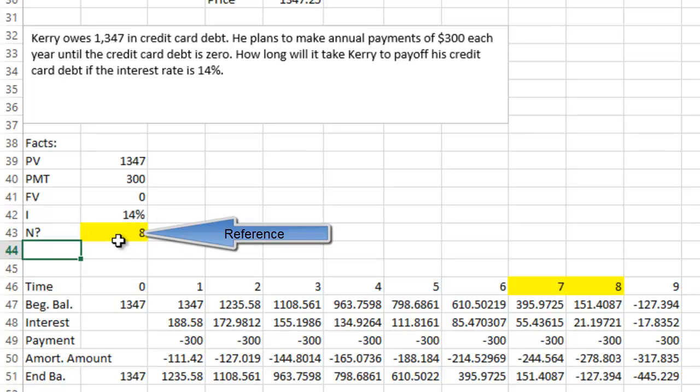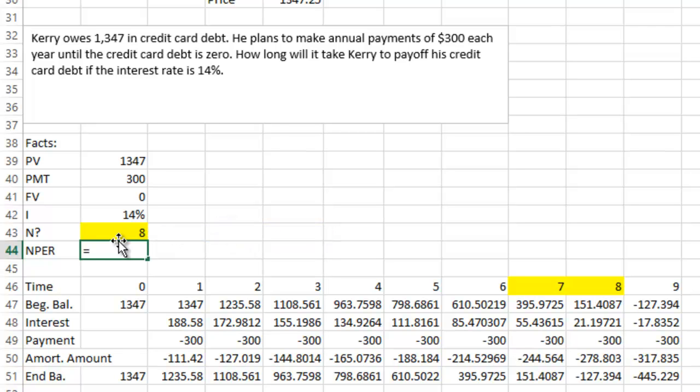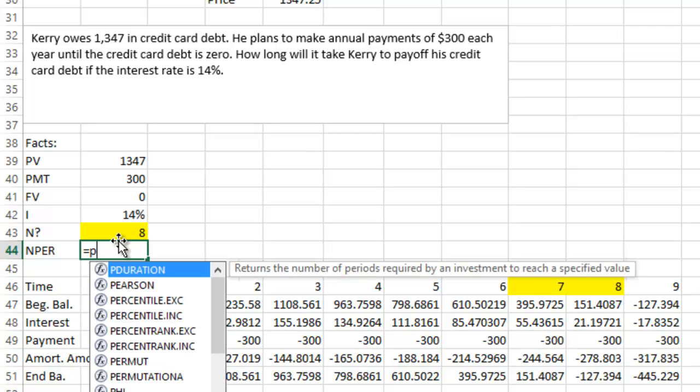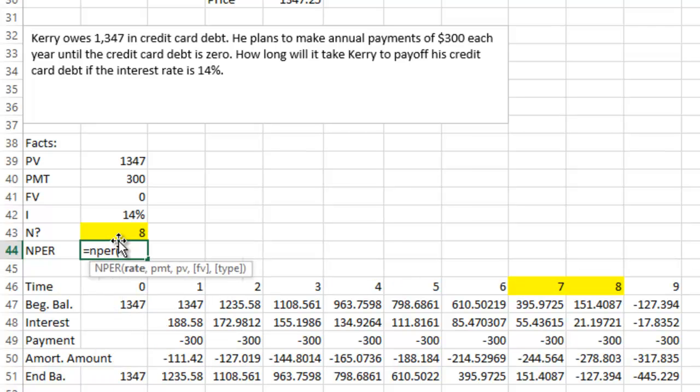Now I'm going to go ahead and double check this by using Excel. Again, this should be done using your calculators, but I always like to double check. So I'm going to go NPER, and I'm going to put in my rate of 14%, my payments of $300, and my present value of $1,347. I have no future value. I hit enter, and I notice that the answer is 7.55, which will give me an answer of 8.